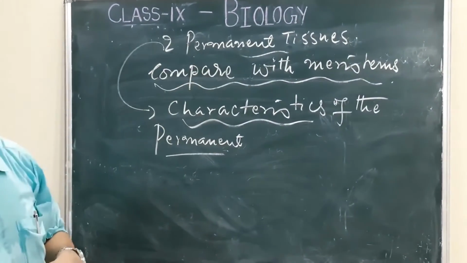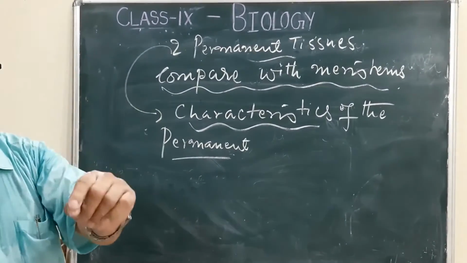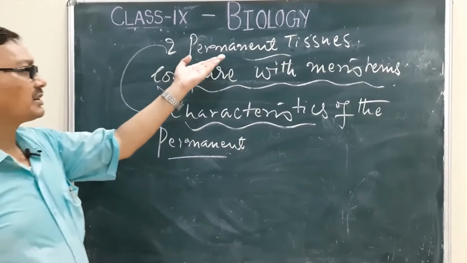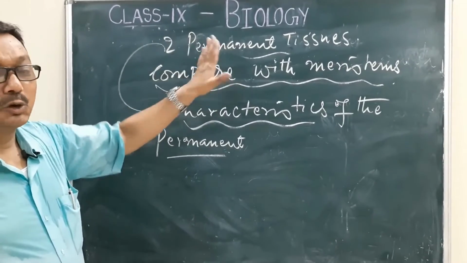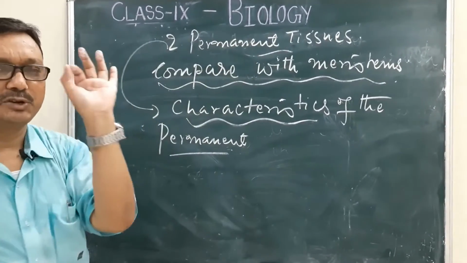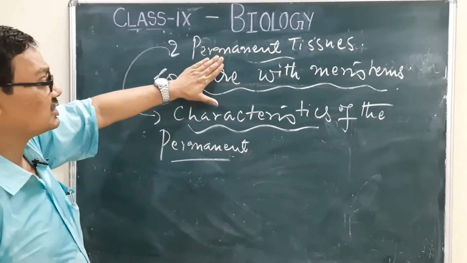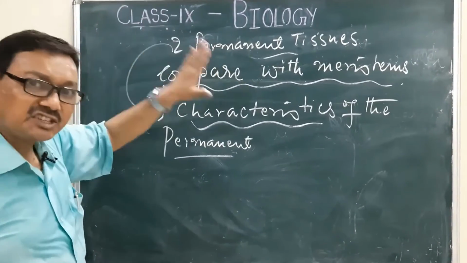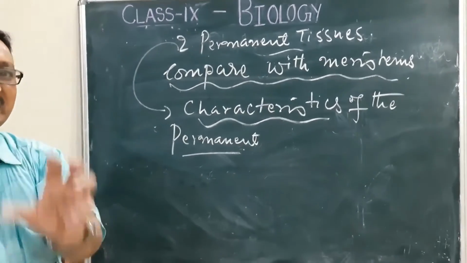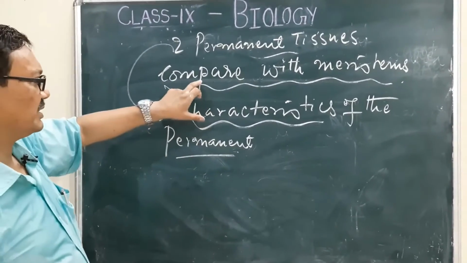you can easily compare it. Like when you are talking about the meristems, the first point you write is that the cells always divide. Here what will you write? The cells no more divide. There will be no division of the cell. There will be no cell division. And this tissue is composed of such type of cells. It is a cluster of such type of cells that cannot divide.